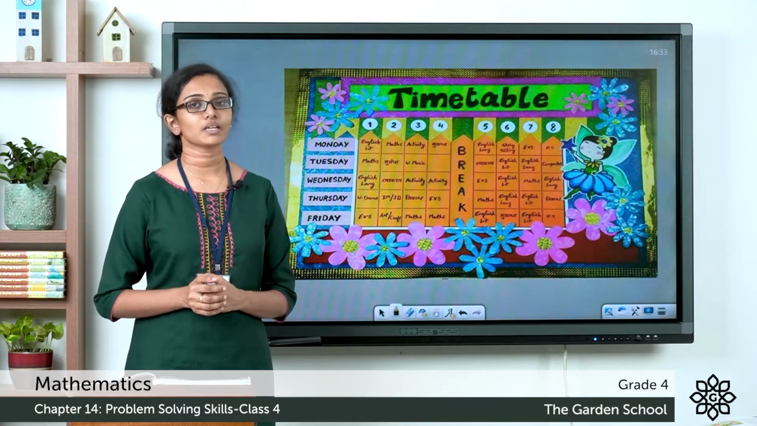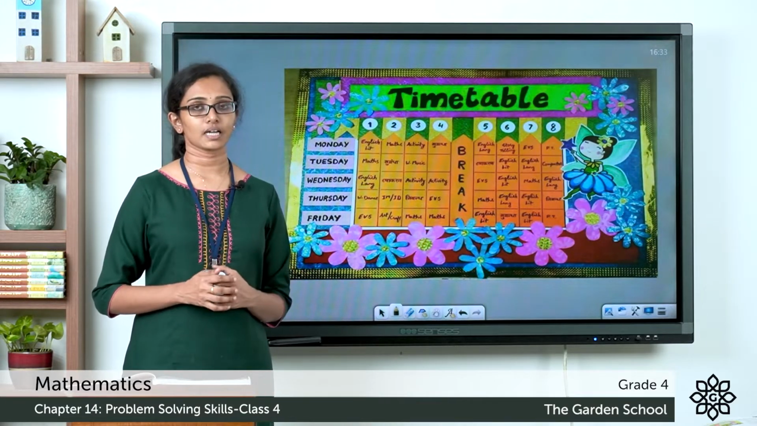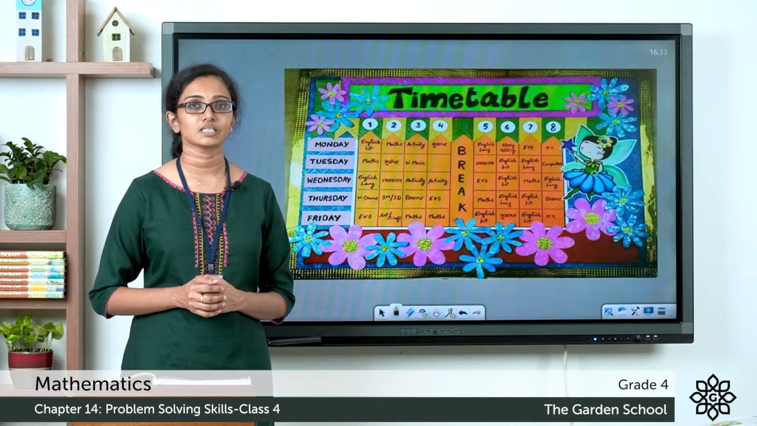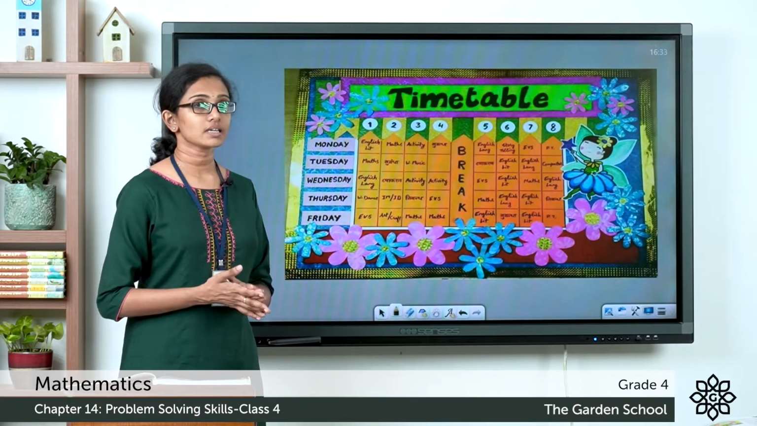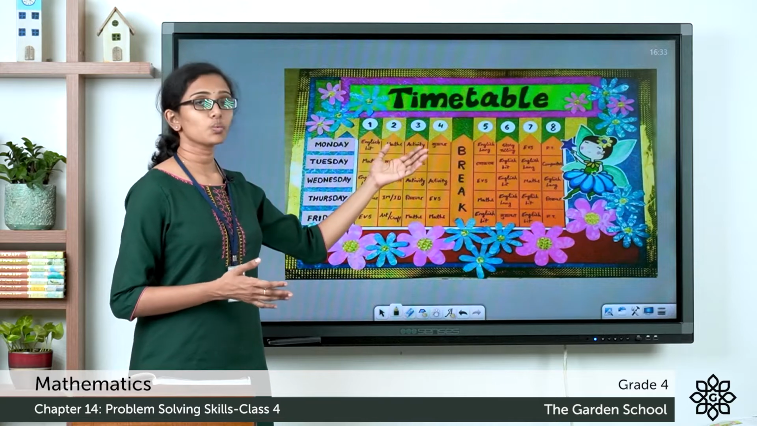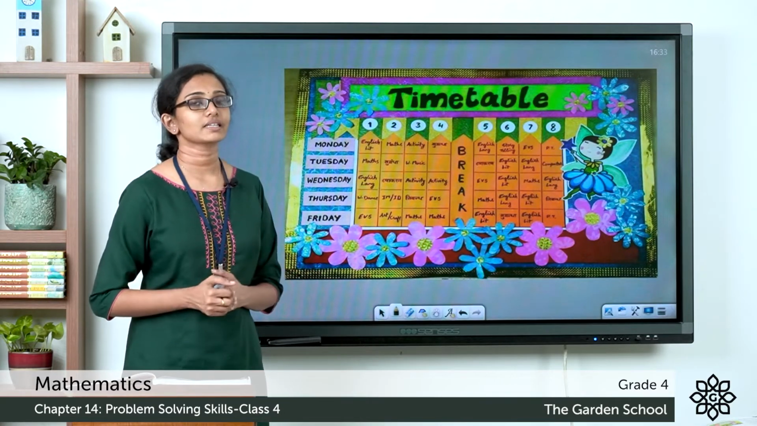And usually, we make use of a table when there is more than one characteristic to be taken care of in the problem solving process. Here in this example, we have to see which day it is, which time or which period it is, and which subject it is to effectively conduct the classes.